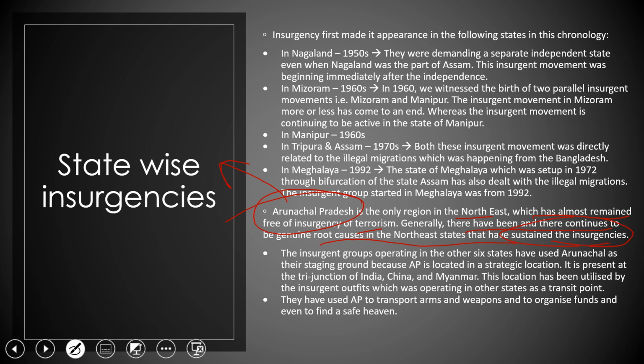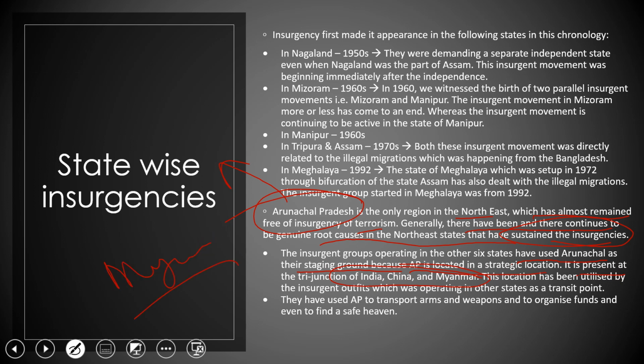So the insurgent groups operating in the other 6 states have used Arunachal as their staging ground, because Arunachal Pradesh is a strategic location, present at the tri-junction of which countries? 3 countries: India, China and Myanmar. And Myanmar is acting for them as a safe haven.